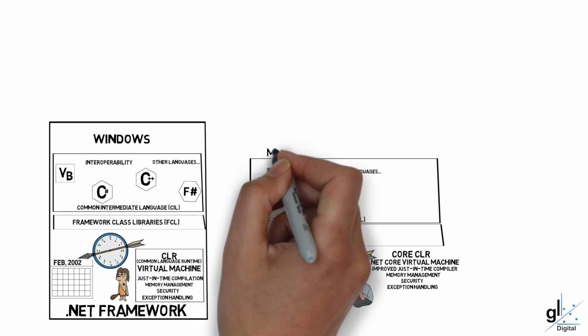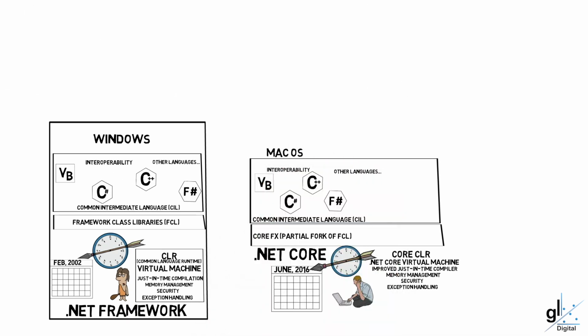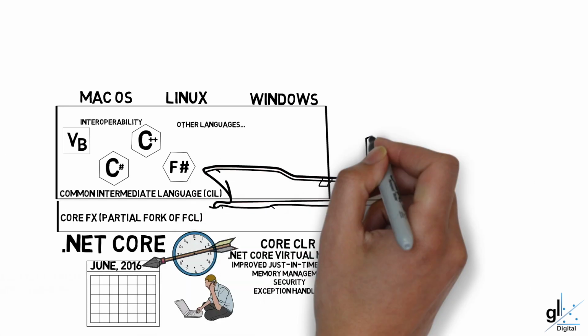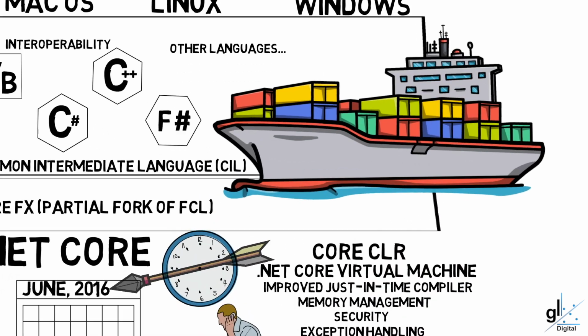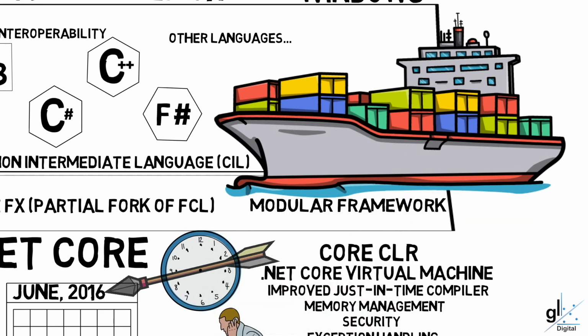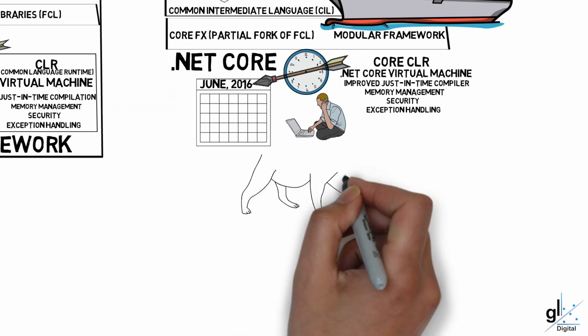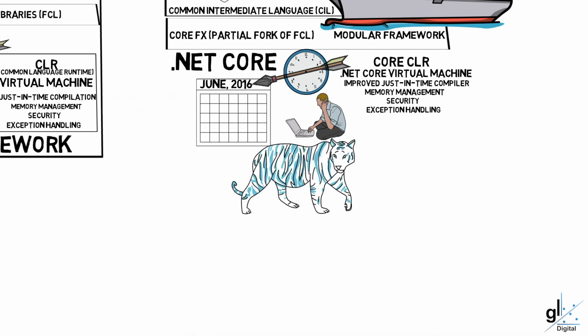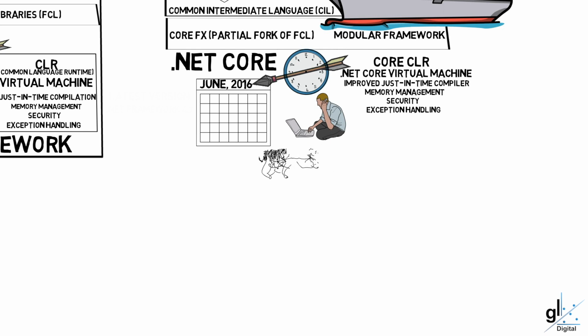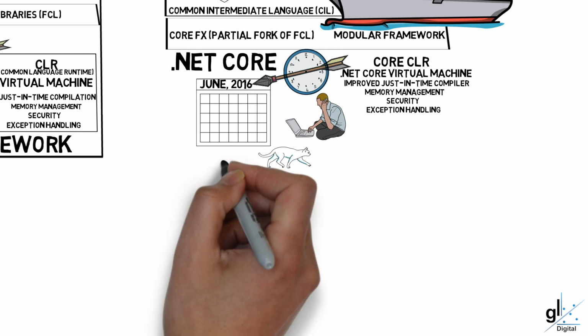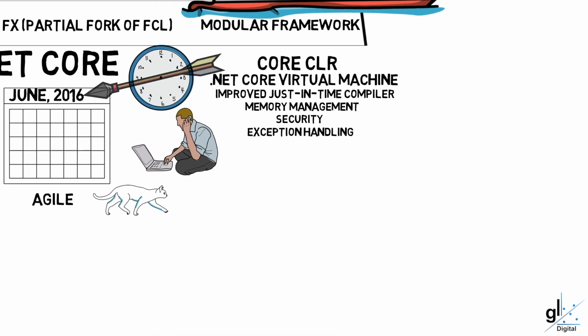Unlike the .NET framework, .NET Core can run on macOS, Linux, as well as Windows. .NET Core also provides a modular framework so that only the modules that your application uses are shipped with your application. An important difference between .NET Core and the .NET framework is that you no longer need the entire .NET framework installed on the target computer, but only those components of the .NET runtime that your application needs. This is why .NET Core is often referred to as a more agile version of the .NET framework.